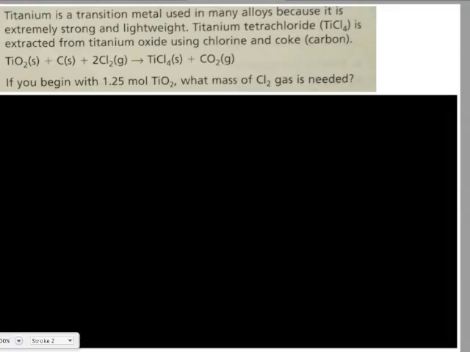Okay, I'd like you to do this problem all on your own. The question is, titanium is a transition metal used in many alloys because it is extremely strong and lightweight. Titanium tetrachloride is extracted from titanium oxide using chlorine and coke. If you begin with 1.25 moles of titanium oxide, so this is given here, what mass of chlorine gas is needed? So here's your question mark.